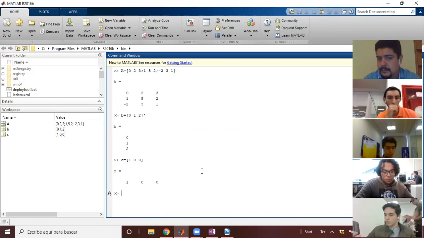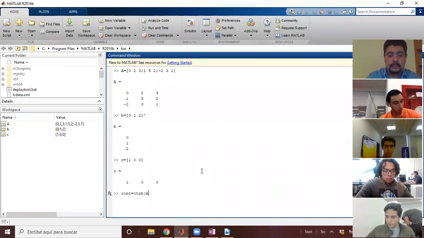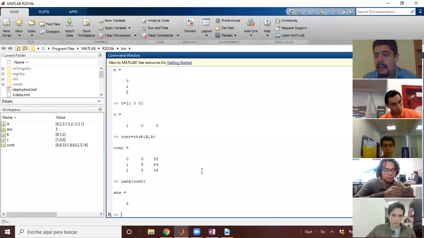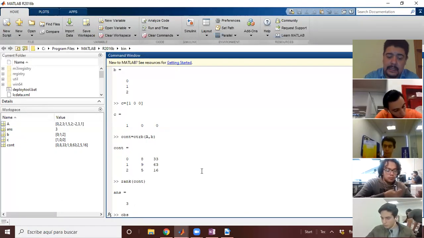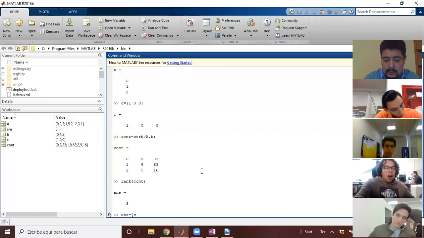Let's see what happens in here. The controllability matrix, first of all, is it controllable? The rank of the controllability matrix is equal to 3. Therefore, this system is controllable. Now, let's see what about the observability matrix. The observability matrix, we said, is C, on the second row C times A, and on the third row C times A squared.